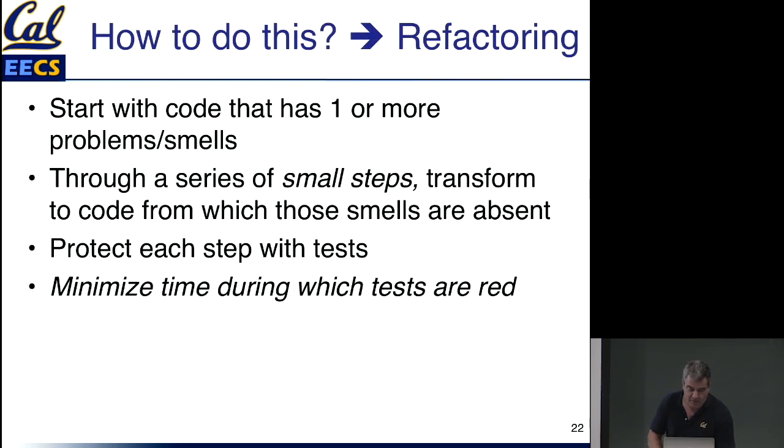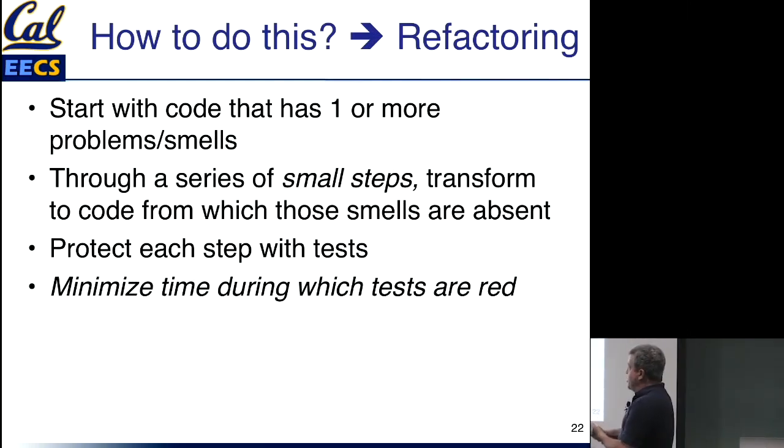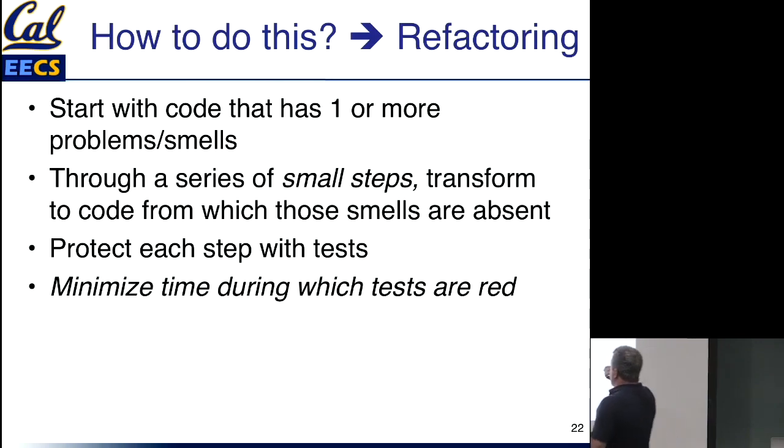Let me do an example that's a little bit more meaty and is actually based on real life. And by real life, I mean a commercial product, not my code. But the strategy is basically the same, right? You start with code that has one or more problems or smells. It might be too complex. It might mix levels of abstraction. And through a series of small steps, you transform it to code from which those smells are ideally absent.